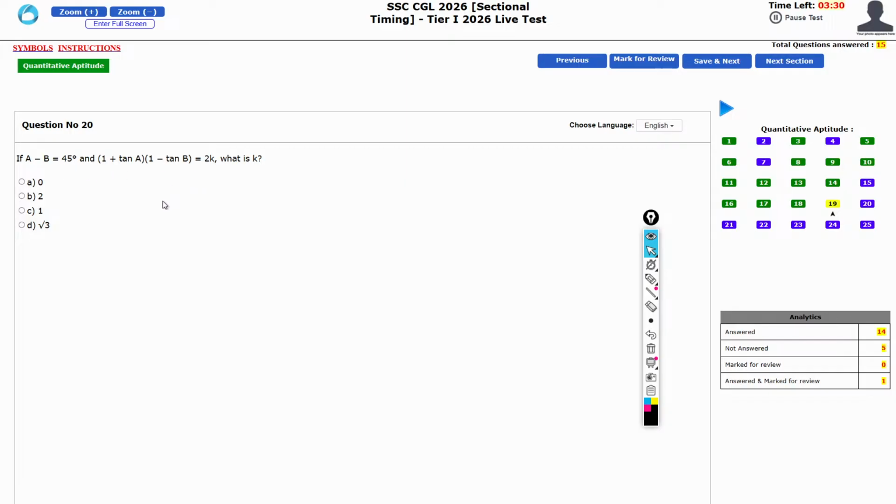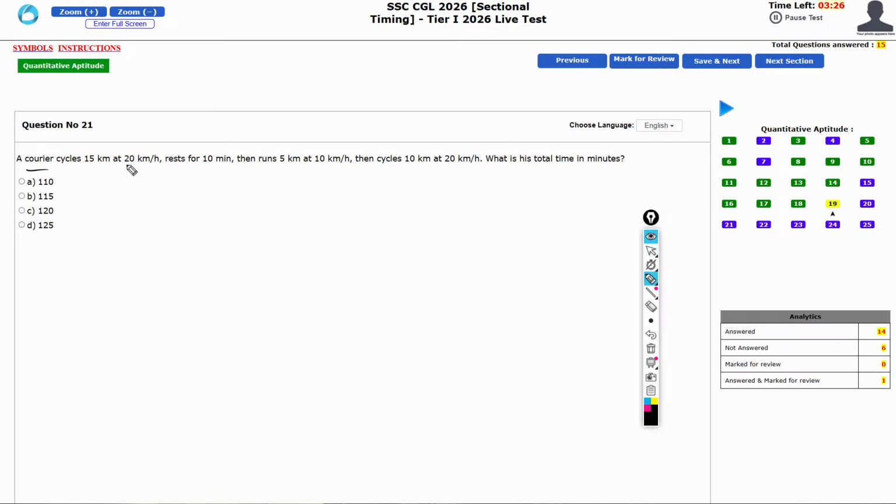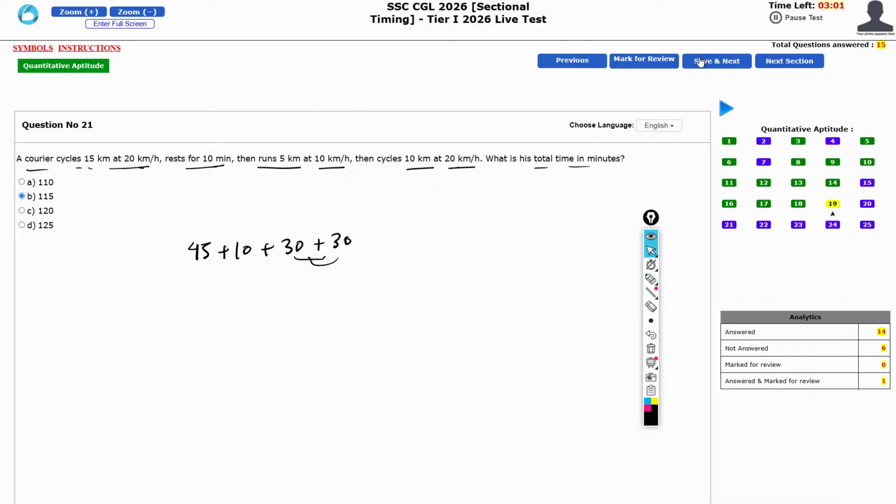What is the value of 2K? Trigonometry script. Courier cycles 15 km at 20 speed. Rests 10 minutes. Runs 5, 10 cycles, 10 total time in minutes. So in the first case, you will take 45 minutes, then 10 minutes, then 30 minutes, then 30 minutes. So 1 hour. So 30, 60, 60 and 55, 115.